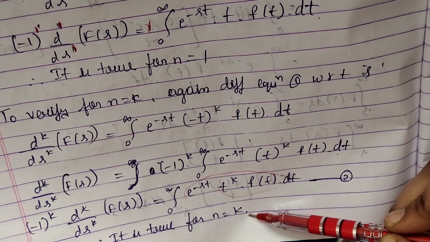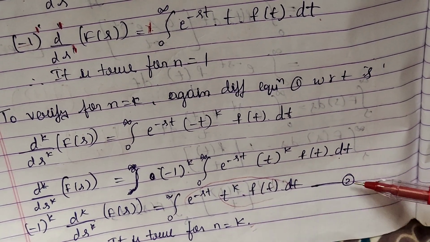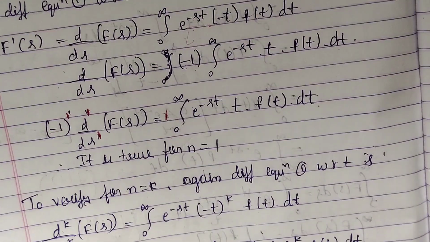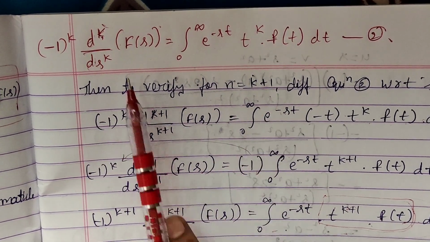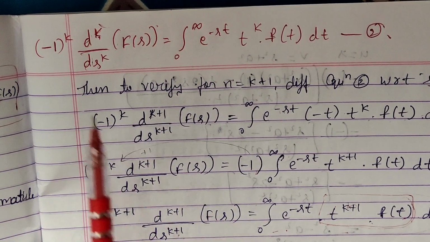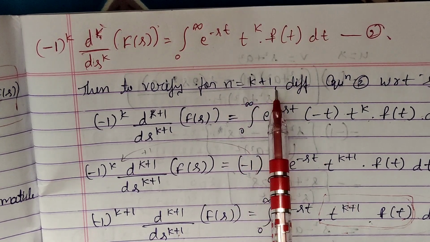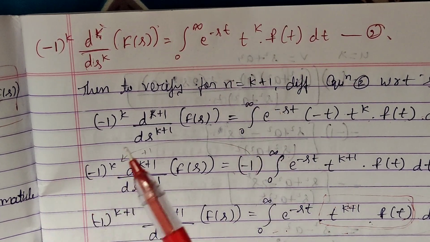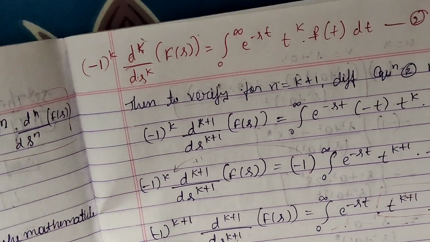Next we will get that proof for n is equal to k plus 1. So we have to consider this required equation for verifying for n is equal to k plus 1. Next, verifying for n is equal to k plus 1. So we have to consider the second equation which is required for n is equal to k verifying. That required equation is very important to carry on the verification for n is equal to k plus 1. So we have to differentiate equation 2 with respect to s again to get the proof for n is equal to k plus 1. I will show you here.